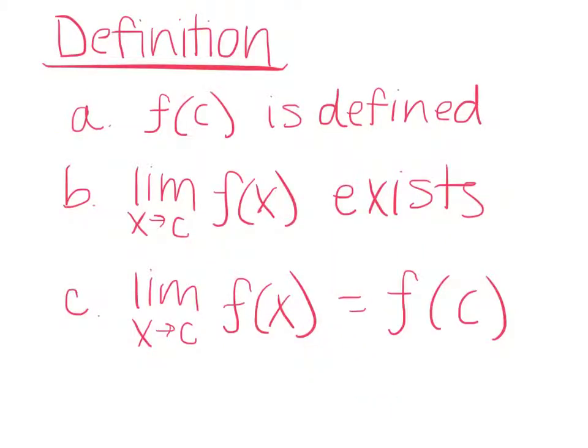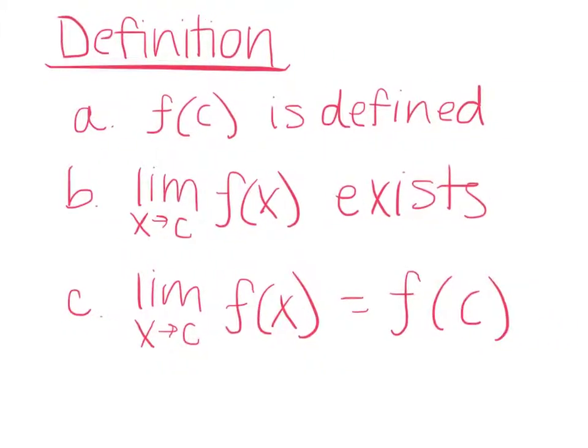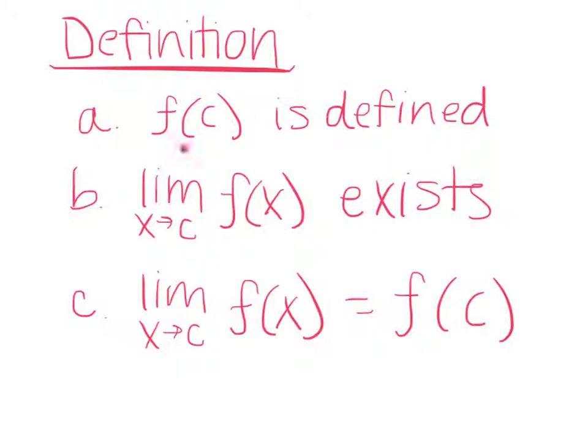The graph of a function f is continuous if it meets these three conditions below. First of all, f of c has to be defined. The limit as x approaches c of f of x must exist, as well as the limit as x approaches c of f of x equals f of c. If it does not meet any one of these three conditions, then it is not continuous.